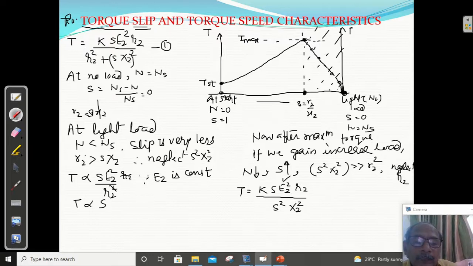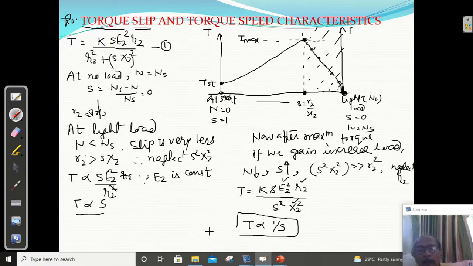Okay, so everything is constant. I am assuming R2, X2, everything is constant. Slip will be like this. So torque is inversely proportional to slip now. Earlier, torque was proportional to slip. Now torque is inversely proportional to slip. So as we increase the load, torque is inversely proportional to the slip, so torque will decrease. Again we increase the load, again slip will increase, torque will decrease, and this process continues and the motor will stop. Clear? So this is known as operating zone.